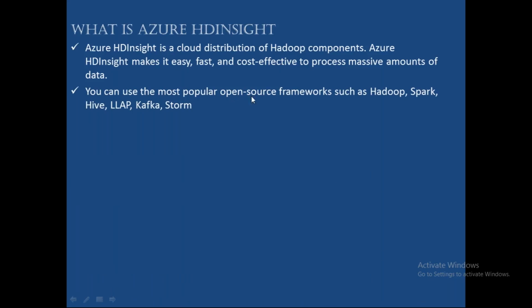Next, you can use the most popular open source frameworks with Azure HDInsight. For example, you can use a Hadoop cluster, Spark, Hive cluster, LLAP, and there are other clusters: Kafka, Storm, and machine learning, R Server. There are different types of clusters you can create within Azure HDInsight.